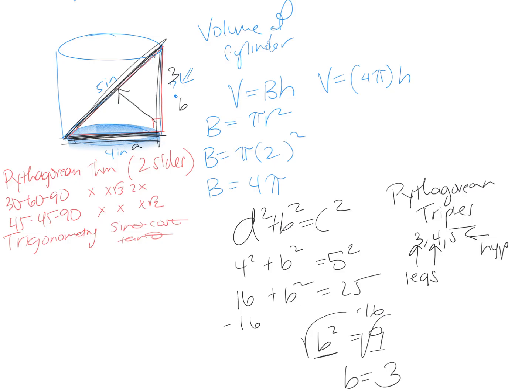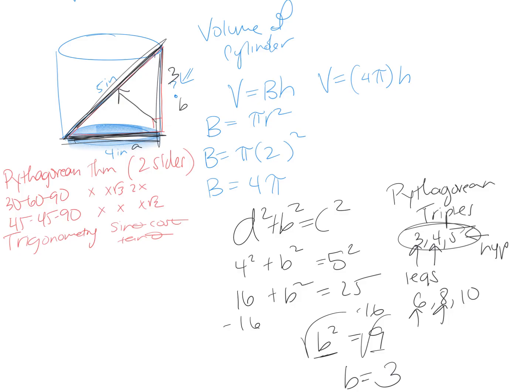The other leg has to be 3. I don't even need to do the Pythagorean theorem. That's called a 3, 4, 5, and any multiple of 3, 4, 5 is also a Pythagorean triple. So if I multiply each side by 2, I get 6, 8, 10. If the legs are 6 and 8, I already know automatically the hypotenuse has to be 10.